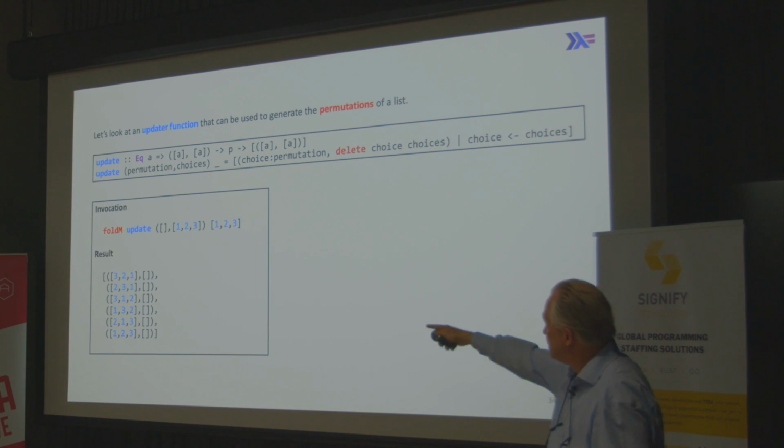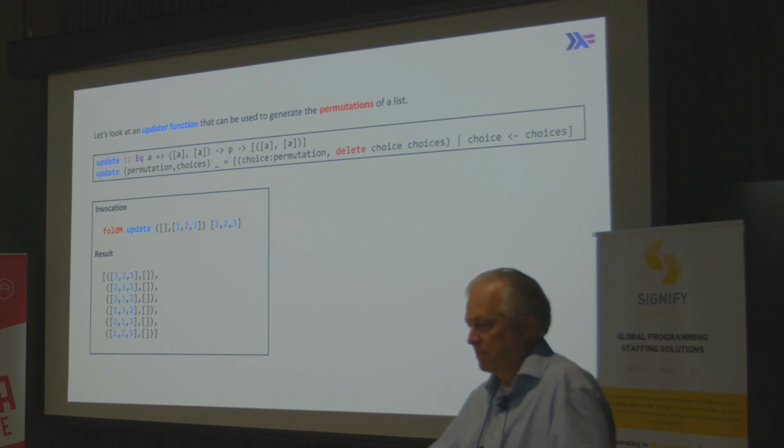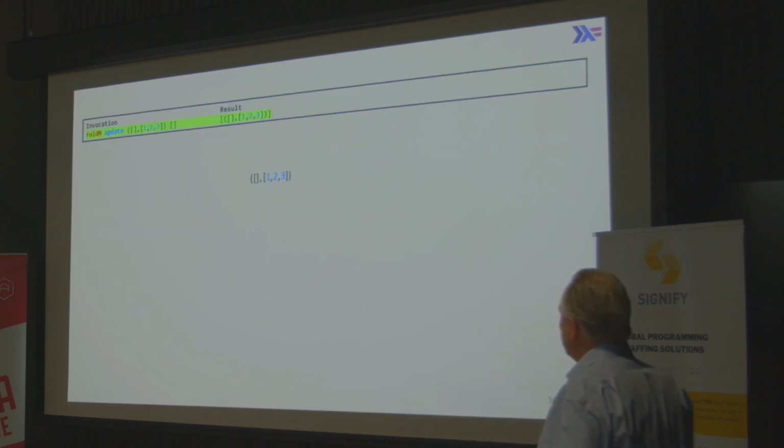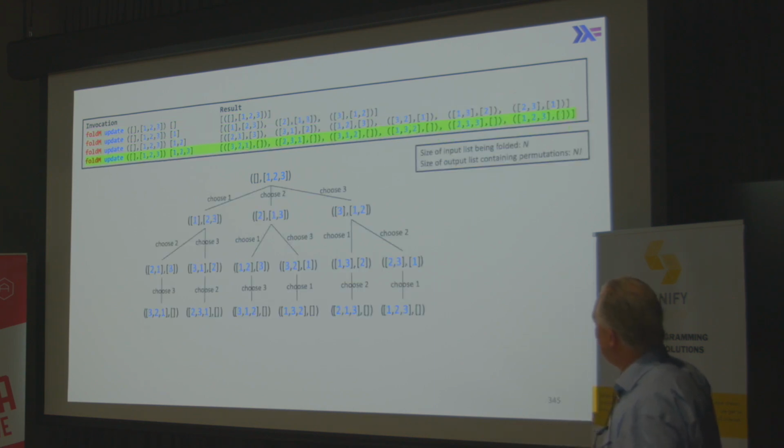So that works. You can see the permutations there, except that they are nested inside a pair and they've got some noise, some empty lists next to them, right? So we're going to need to deal with that soon. So let's see how that unfolds visually. And so this is where I got confused earlier.